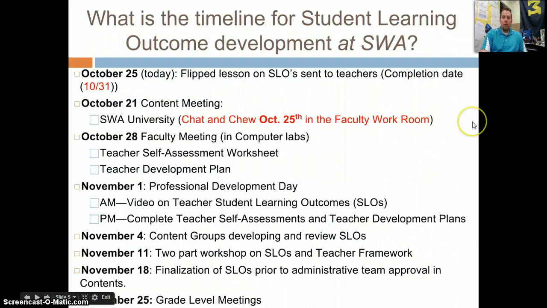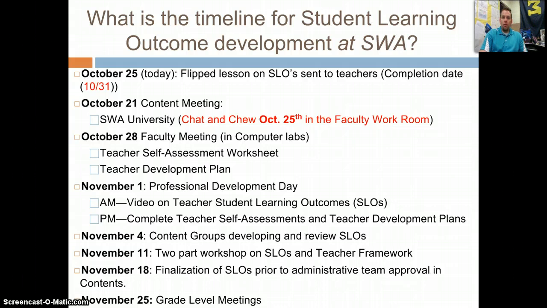So here's a timeline of what's going on at Southwest Academy in terms of student learning outcomes. Today you're getting the flipped lesson on SLOs. Your completion date for this is October 31st, that half day at the end of the quarter. It is really important that you have it done by that day, because when you come in on November 1st, you're going to have professional development provided by Baltimore County Public Schools on what student learning outcomes are and how to develop them.